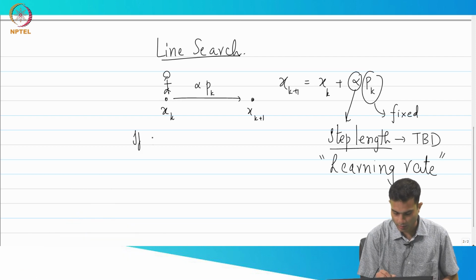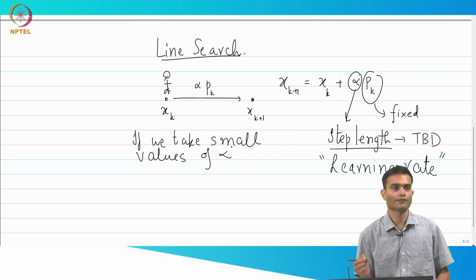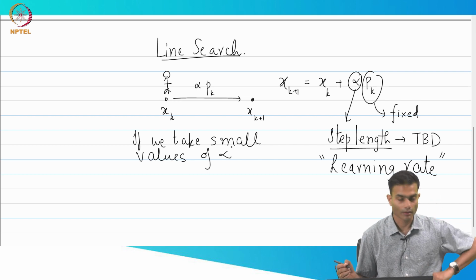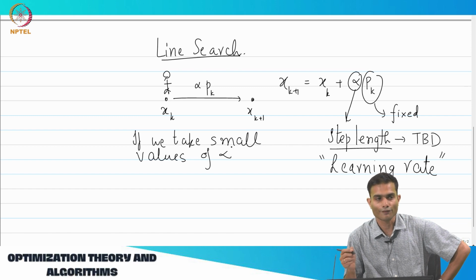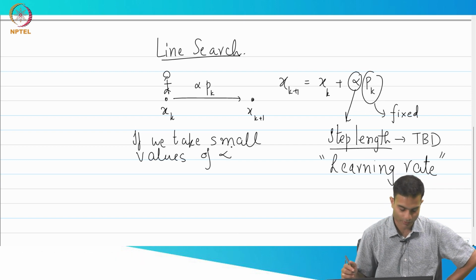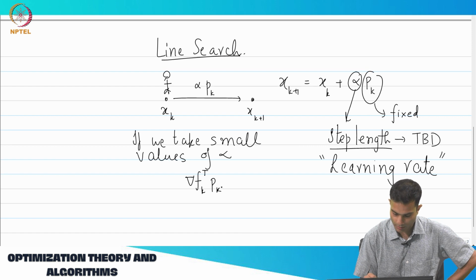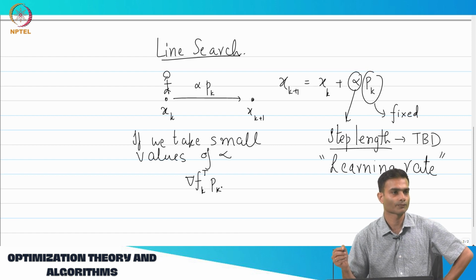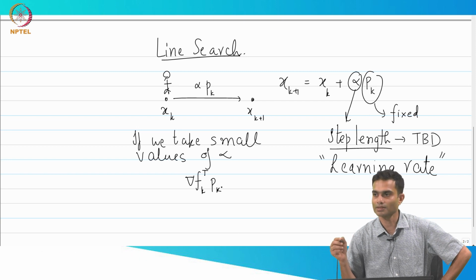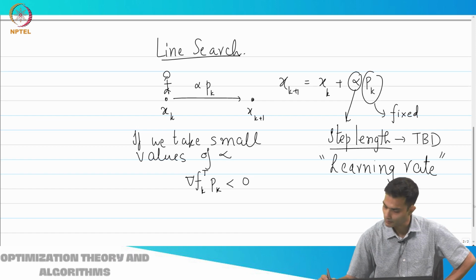Now if we take small values of alpha, then if we go in a descent direction, we can assume that f of k plus 1 is less than f of k, right? That's kind of the whole motivation over here. So if I consider this grad fk transpose times pk, what will be the sign of this expression? Negative. If it is a legitimate descent direction, this has to be less than 0. This is something to keep in mind.